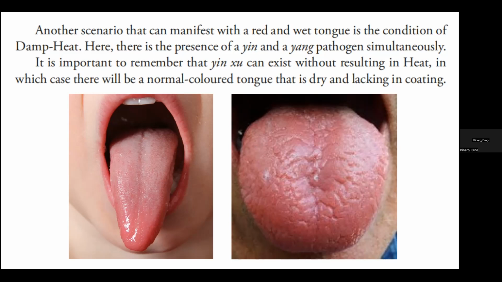It is important to remember that yin deficiency can exist without resulting in heat. So pwede po hindi pa naman lumalabas yung heat dahil yin deficiency pa lang nag-start, in which case there will be a normal colored tongue that is dry and lacking in coating. So malalaman po natin na yin deficiency dahil po wala po siyang coating. Like dito po sa nagsiswell na tongue on the right side. We consider this as yin deficiency.